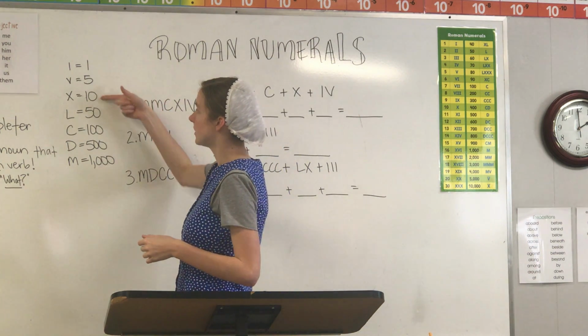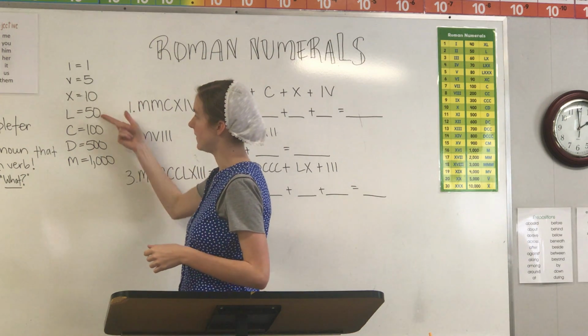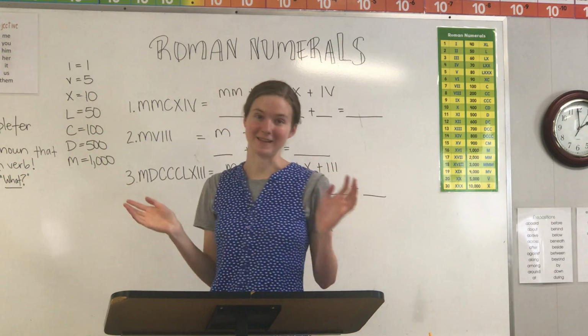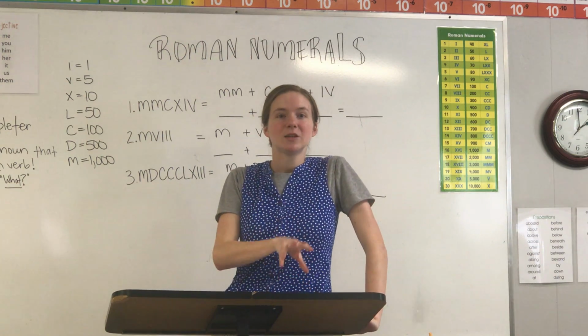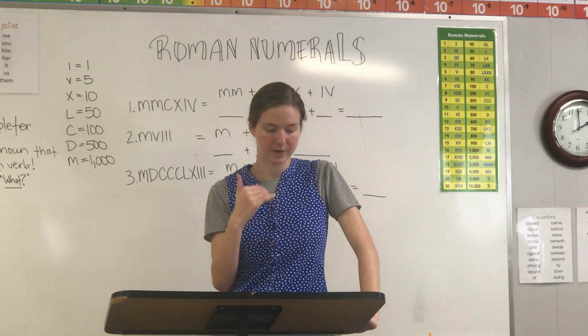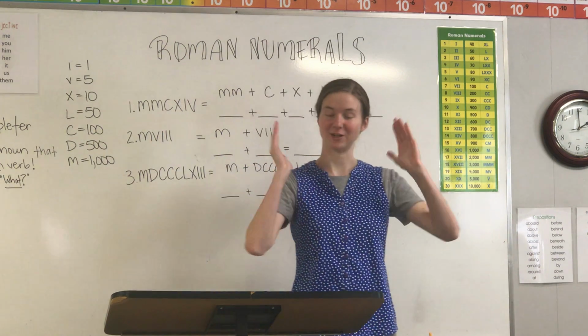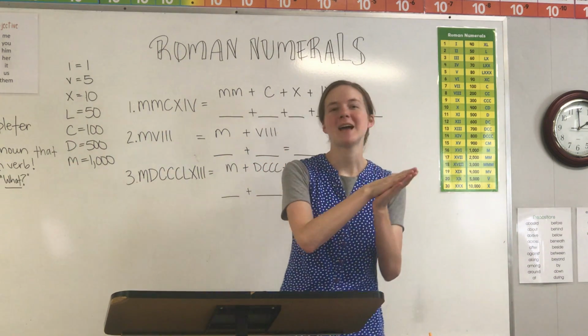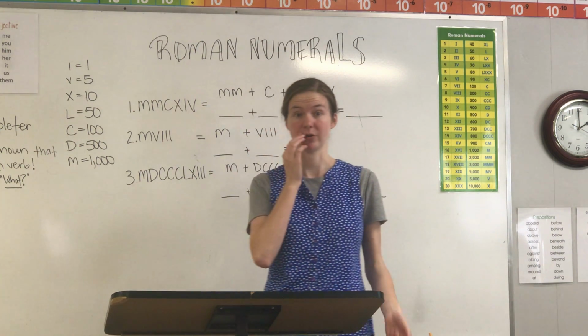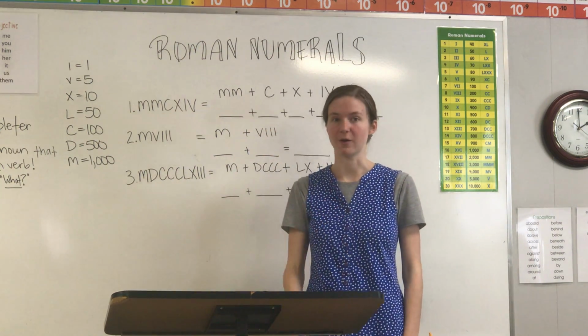These are the main ones we're going to be using: 1, 5, 10, 50, 100, 500, 1,000. If you know these, you can figure out anything. You will be tested on this content, but if you look on page 20 at the top of the page, that chart that they give you tells you all the answers. You will have this chart on your final test to help you solve for it.